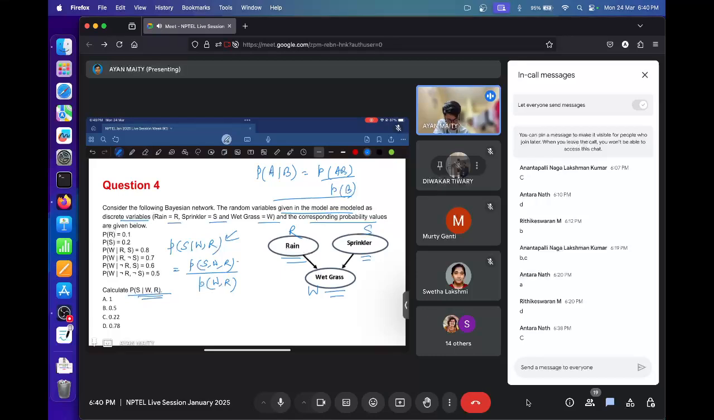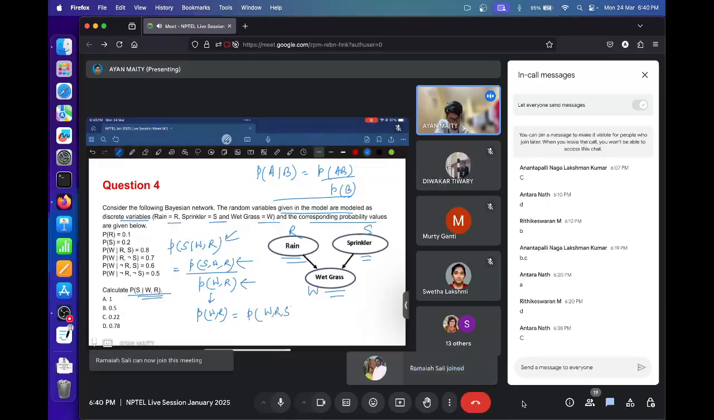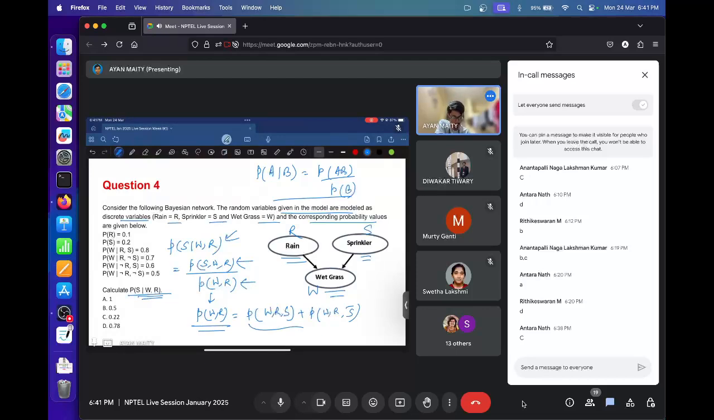So now we need to compute this probability of SWR and probability of WR, and further we can write probability of WR as probability of WRS plus probability of WRS complement. So probability of WR is basically the total probability considering all possible values of S. So we can split it as probability of WRS plus probability of WRS complement or negation of S.